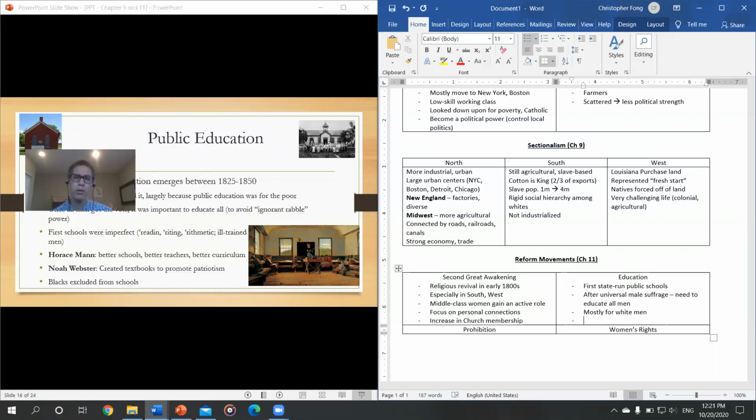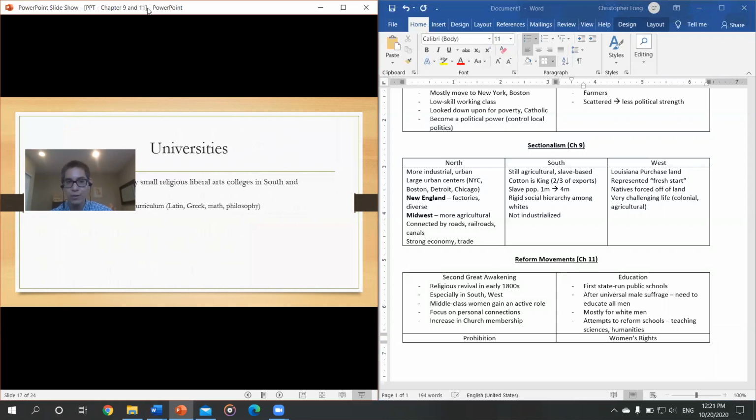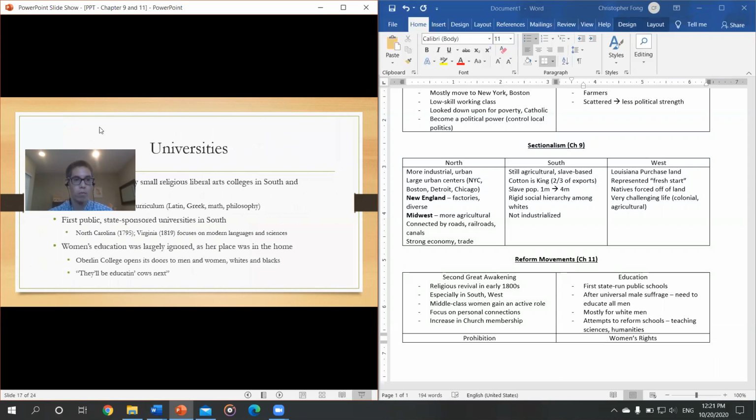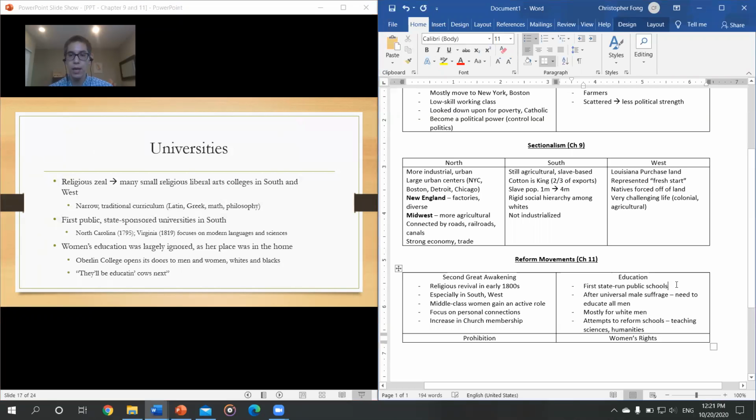And there are some early pushes. So there are attempts to reform schools by having better schools, better curriculum, but also on teaching the sciences, the humanities, not just Latin, Greek, and things like that. So again, both public schools and, I should add, universities.